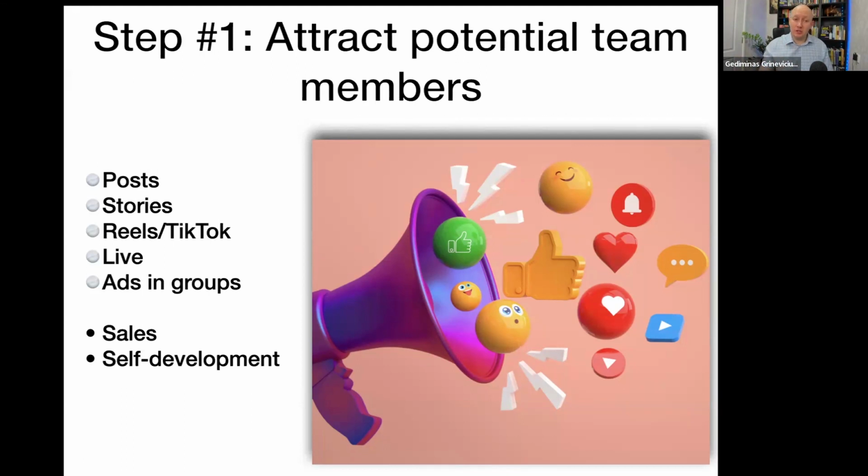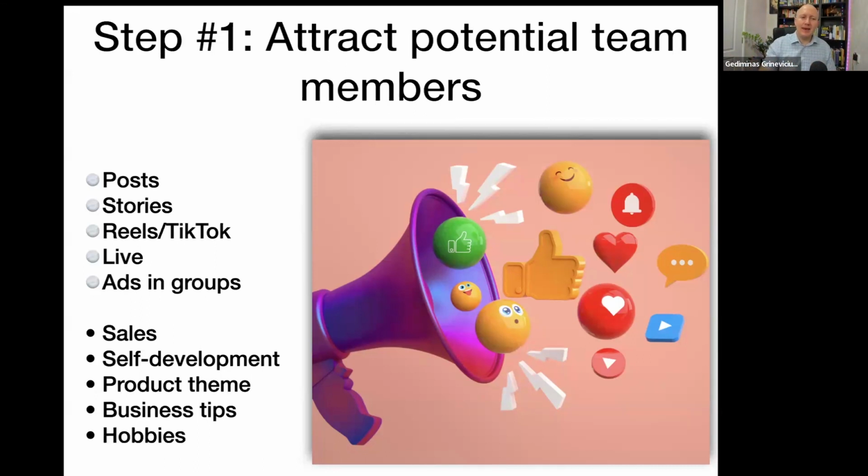Or you can share personal development posts, right? Motivation, personal development, self-growth, etc. That type of content, because it will attract the right type of individual who's into personal development. You could share content that is to do with your product theme, right? So you could be talking about health, about weight loss, about hair, about skin, about perfumes, etc. You can also share business tips. You can share about how to sell, how to recruit, how to build on social media, and so on, to attract other people who are interested in entrepreneurship. And finally, you can talk about a topic of your hobby, right?